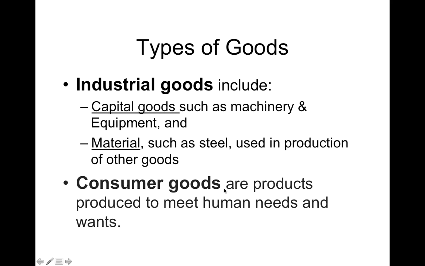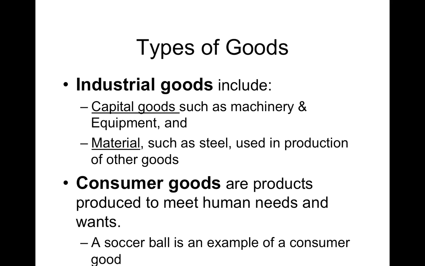The next one are consumer goods. These are products that are produced to meet human needs and human wants. For example, a soccer ball is a consumer good. It's not a material that's being used for something else. It's also not a capital good that is a tool in somebody's job. I guess unless you are a professional soccer player, then the soccer ball would be your tool. But for most cases, the soccer ball that you have in your garage is a consumer good, and it is a want. It's not something that we need in order to survive.